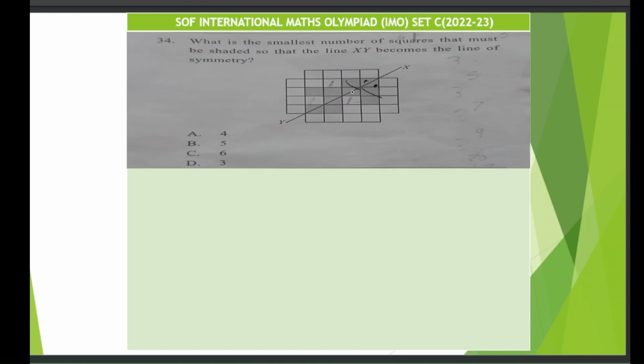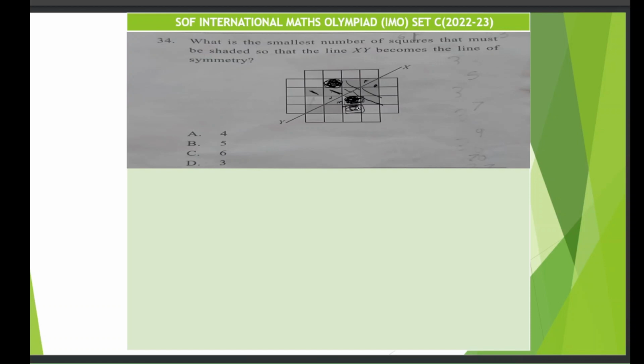Here, if you check below the line XY, half of this square and this square is shaded, but here half is shaded and this is not shaded. So this needs to be shaded to achieve symmetry on both sides. Now here this particular square is shaded, here this square is not shaded. So this also needs to be shaded to achieve symmetry. Like this you can understand. Here this is shaded, it's okay. This is shaded, this is not shaded here. So this will be shaded.